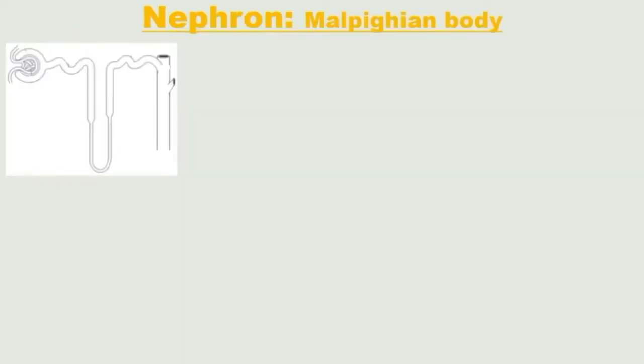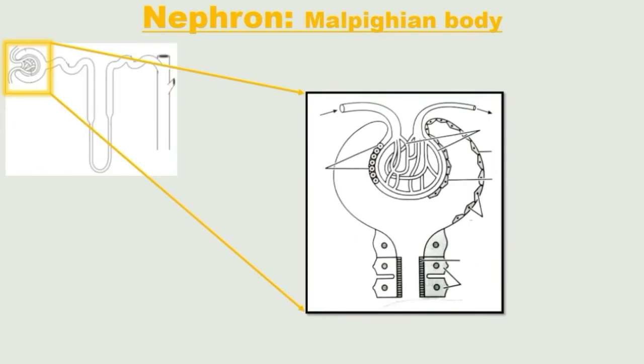In the left-hand corner, you will notice that I have placed the complete structure of the nephron. I'm going to divide it into sections so that you can understand the function of each part of the nephron. The first section that we're going to look at is known as the Malpighian body. Our first label is a blood vessel known as the afferent arteriole. Then our second one is the efferent arteriole.